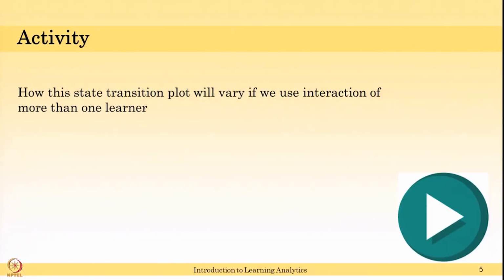Can you think of how the state transition plot will vary if you use interaction data of more than one learner, say 3 learners' data or 10 learners' data? How will this transition plot vary? Can you think of that? Okay, just think about it. If you are able to think about how the plot will be, then you can resume the video to continue.